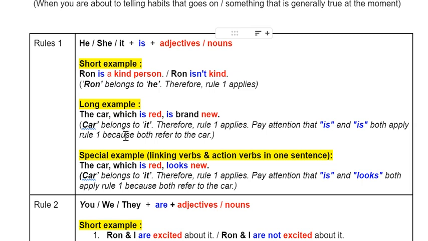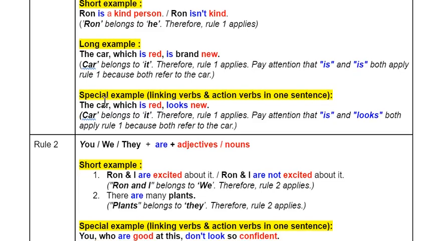Okay? This is a special example. A sentence which has a linking verb and an action verb in one sentence. The car which is red. So what is red? The car. Only one subject. That's why we're using is. Okay? Looks new. What looks new? The car. How many subjects? Only one. One car. Looks new.